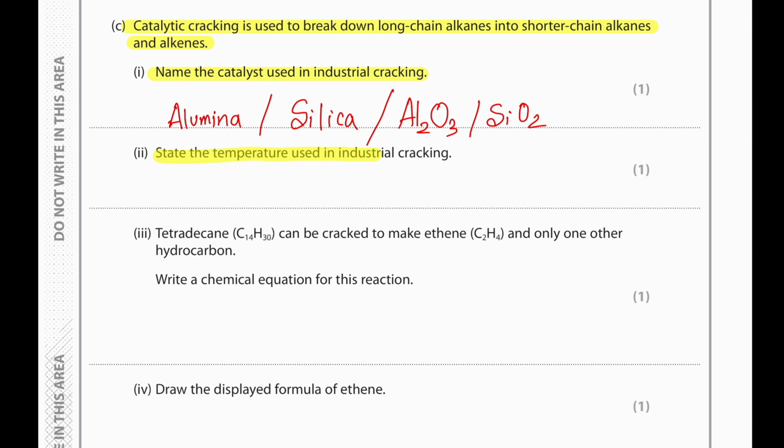State the temperature used in industrial cracking. In industrial cracking, a general temperature between 600 to 700 degrees Celsius is used, so we will say 700 degrees Celsius because at a higher temperature we get shorter hydrocarbon chains.